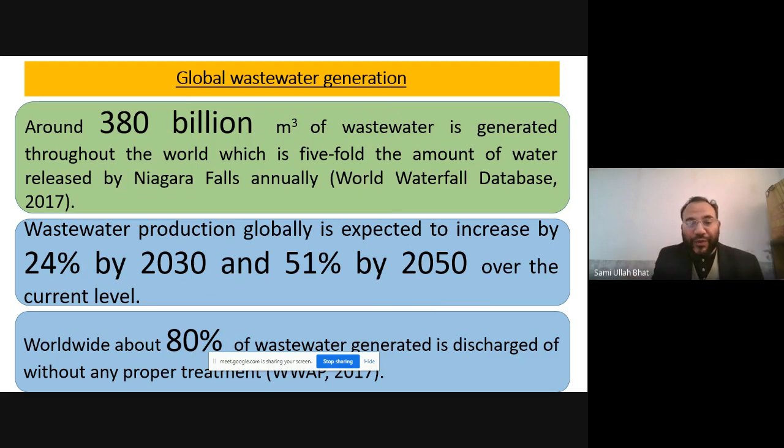And are we in a position to actually offer such a capacity that can actually treat this much of what we call as energy? So in that context, worldwide, 80% of this water that is generated is discharged without any proper treatment.